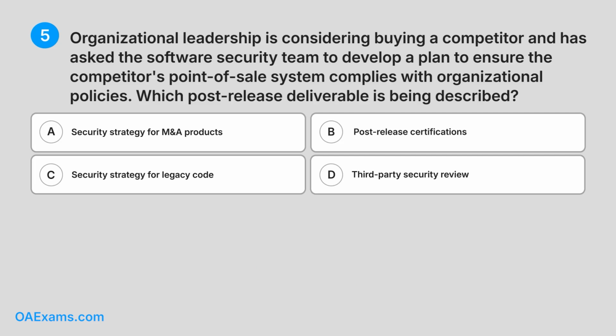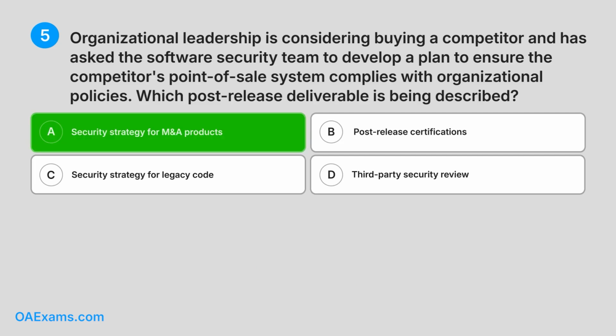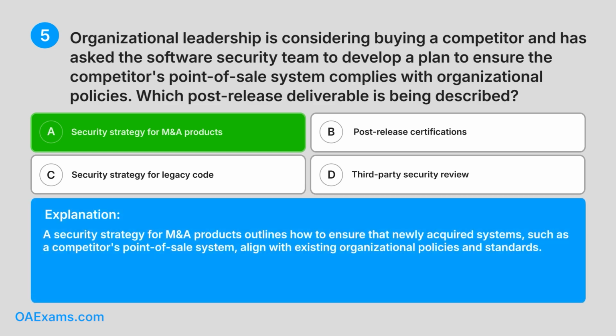Correct answer. A. Security strategy for M&A products. Explanation. A security strategy for M&A products outlines how to ensure that newly acquired systems, such as a competitor's point-of-sale system, align with existing organizational policies and standards.